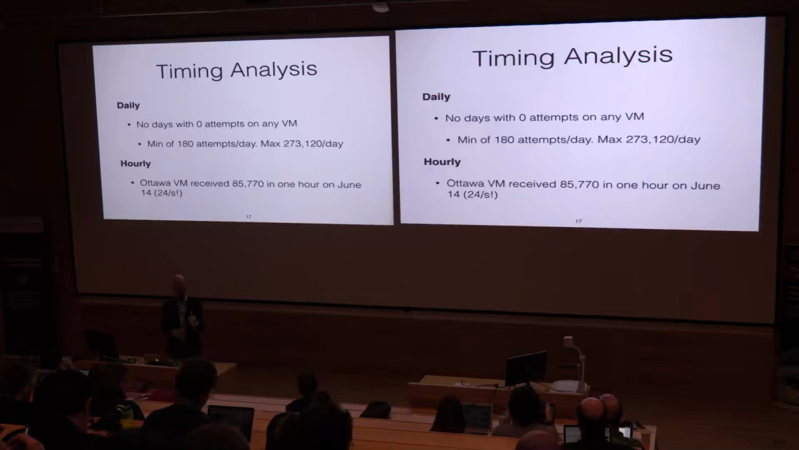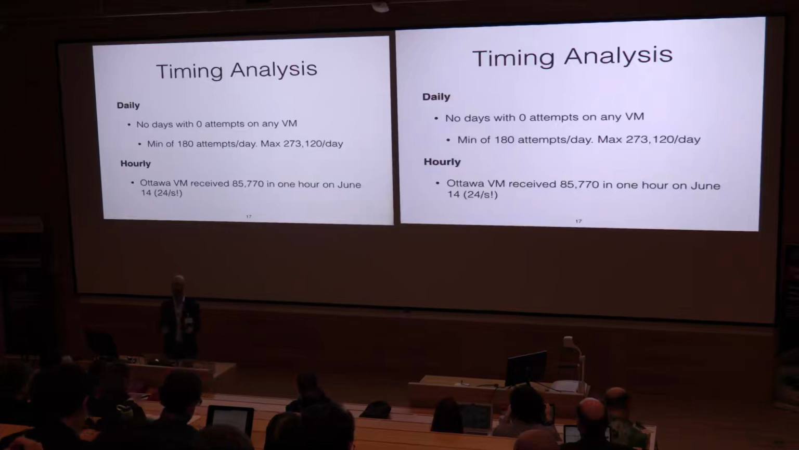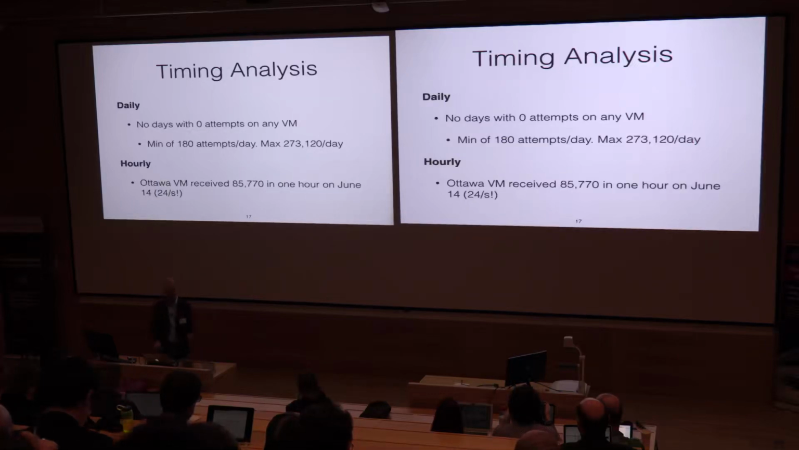The European VMs seem to receive a more stable rate of attempts. They didn't have as spiky connections as the Singapore or the American VMs. So maybe there's some sort of IDS thing going on with European backbone networks, or maybe they're just more aware of what the clients in those areas are doing. But the European VMs seem to receive a more stable distribution, and we have those details in the paper, and you can go look at them there.